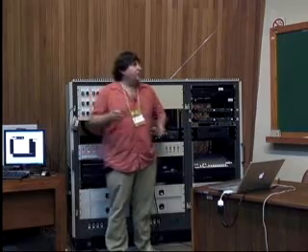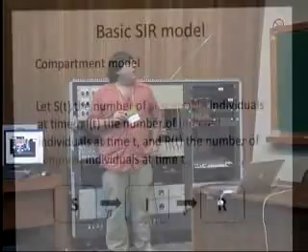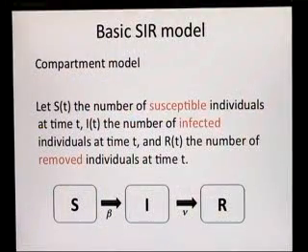The S class, which are the susceptible individuals, so those are the individuals that are susceptible to infection. The I class, the infected class, so those are the individuals that are currently infected. And the R class, which is what's called the removed class, so these are the individuals that have recovered or have died from the disease.